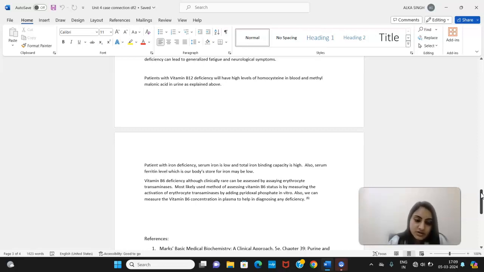Vitamin B6 deficiency, although clinically rare, can be assessed by the erythrocyte transaminase. The most likely used method of assessing the vitamin B6 status is by measuring the activity of the erythrocyte transaminase by adding pyridoxal phosphate in vitro. Also, we can measure the vitamin B6 concentration in the plasma to help diagnose any deficiency. Thank you.